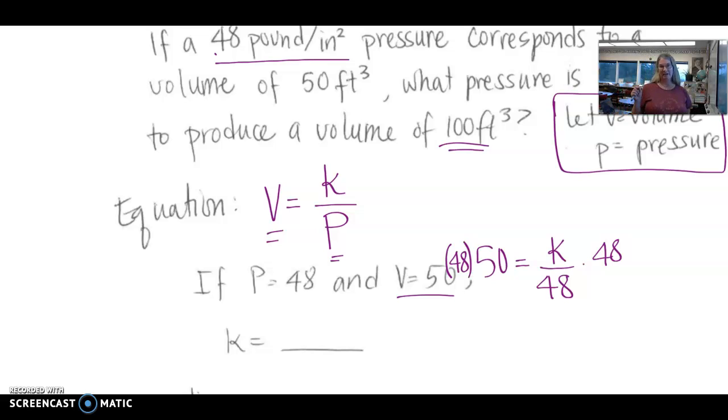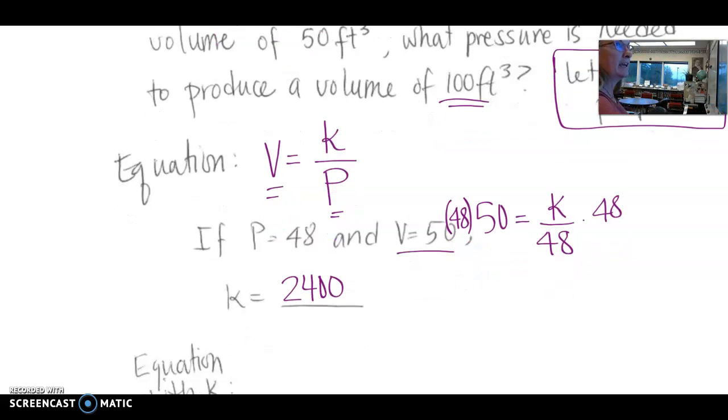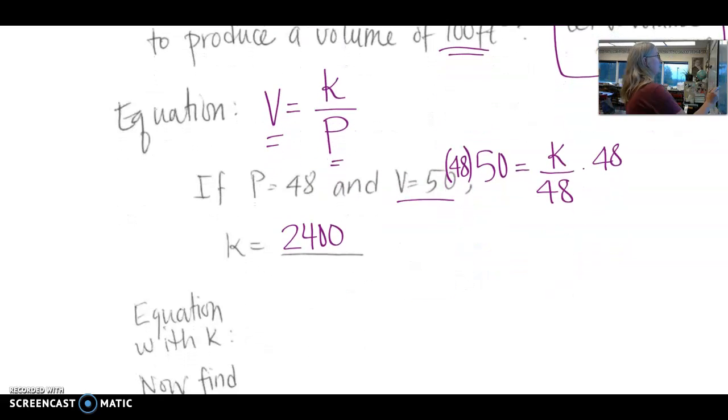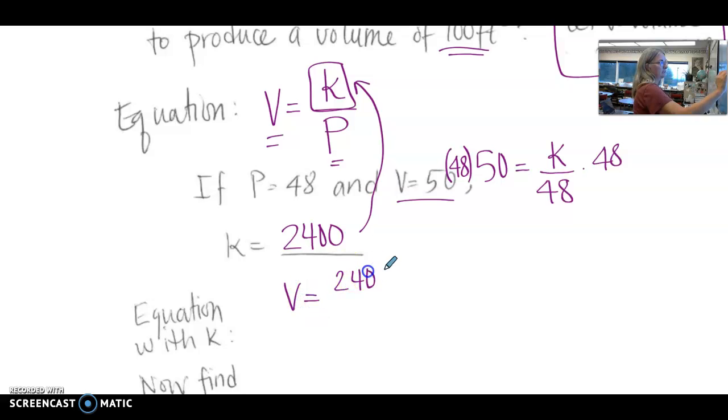and a quick way to do that is if you do 48 times 100, you get 4,800, but we're only multiplying by half that amount, 50, so cut that in half. K would be 22,400. So then we know what K is, and we're going to write the equation plugging in that value of K that we just found. So now we know our relationship between volume and pressure.